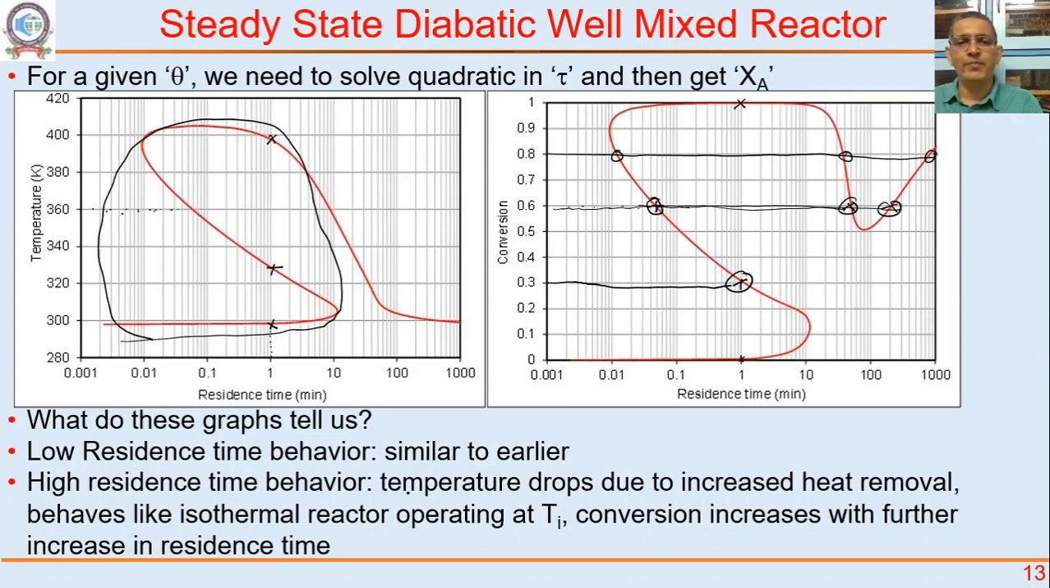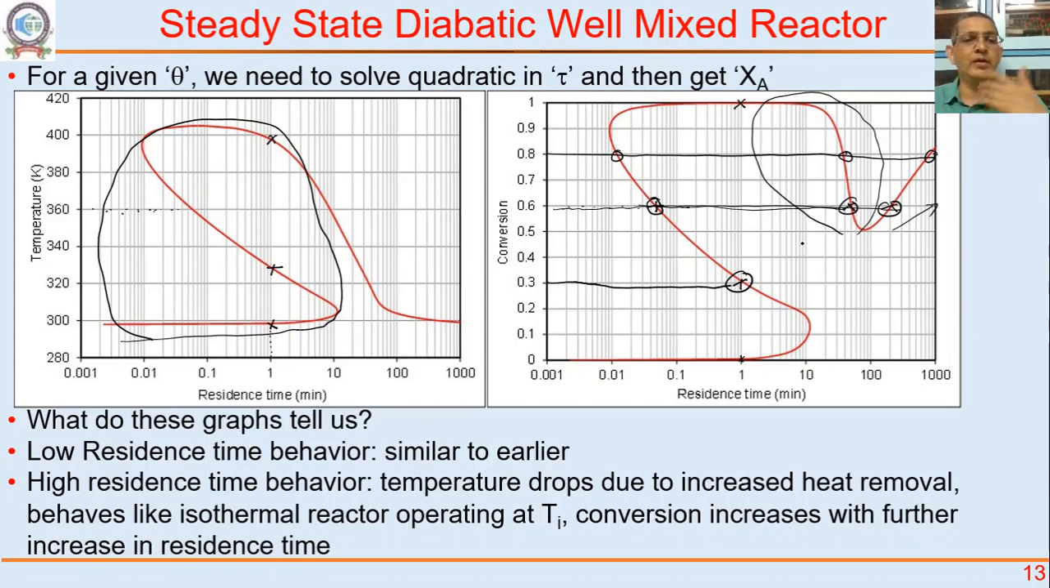High residence time, temperature drops due to increased heat removal rate. So you see at higher and higher residence time, temperature drops because of removal. The heat removed is easier. So heat removal is faster and faster. So you see conversion drops in this high residence time. But then beyond this residence time, conversion again goes up.